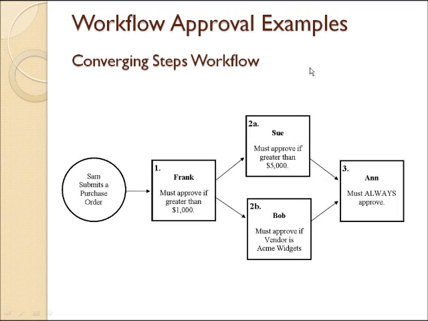Now you can have a converging step workflow. So in this example, if the vendor is Acme Widgets, it gets sent down here, and anything over 5,000 also gets sent up here, and then they both get routed back to this step where Ann must always approve every single purchase order. So again, the design and the planning will make a big difference when you set this up.